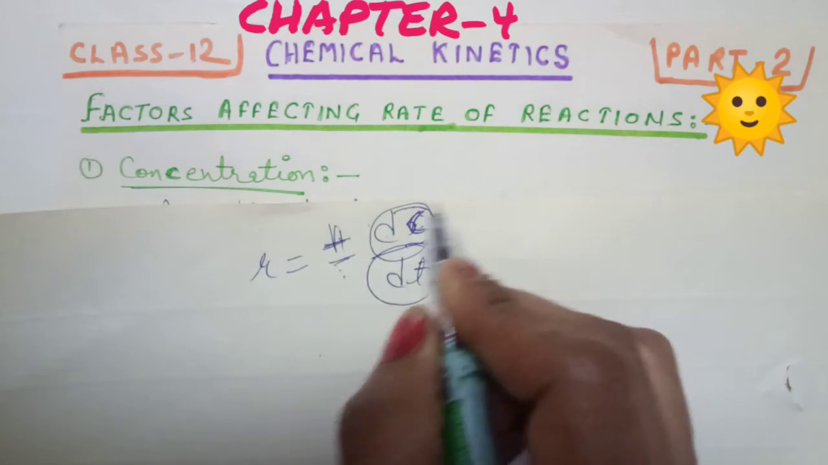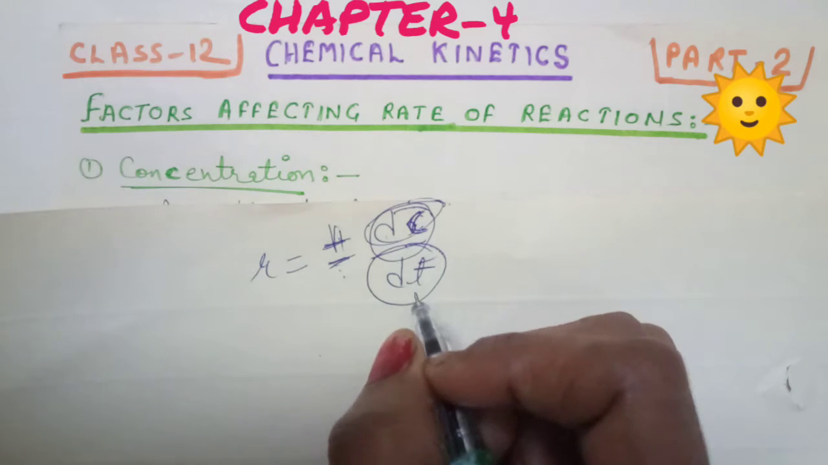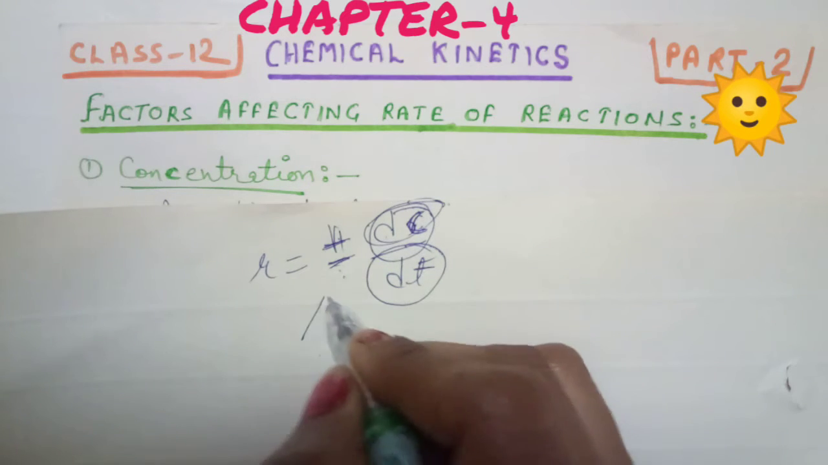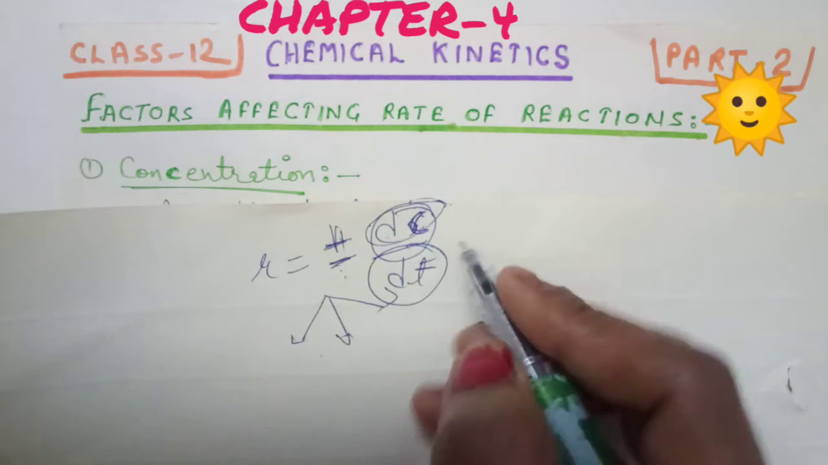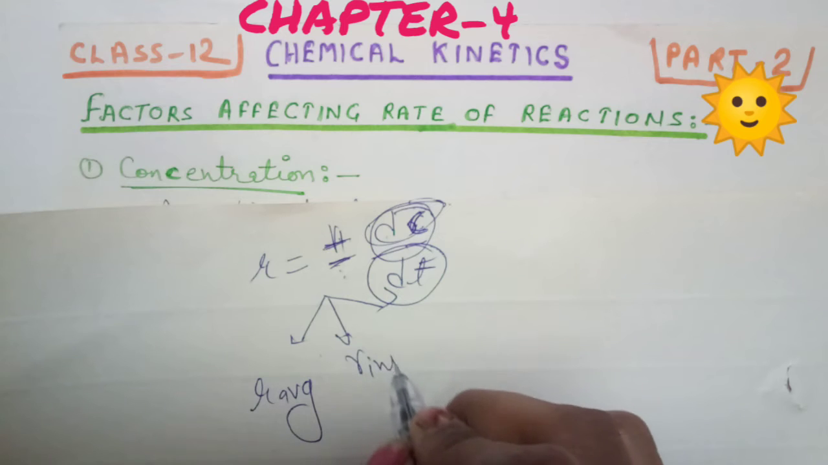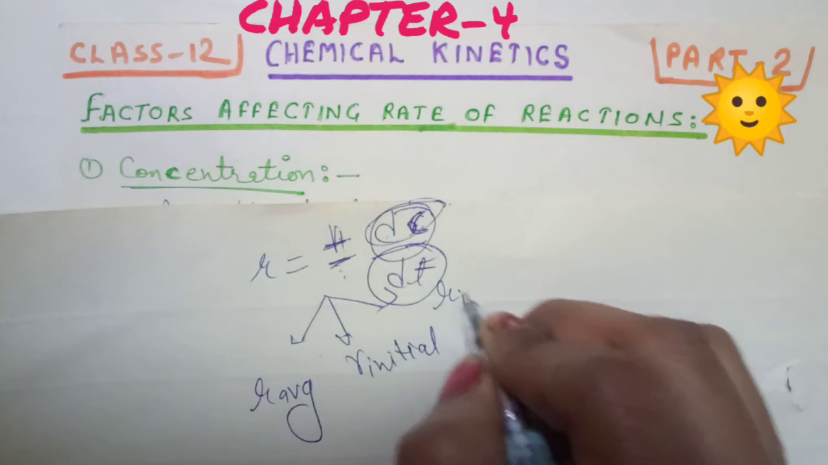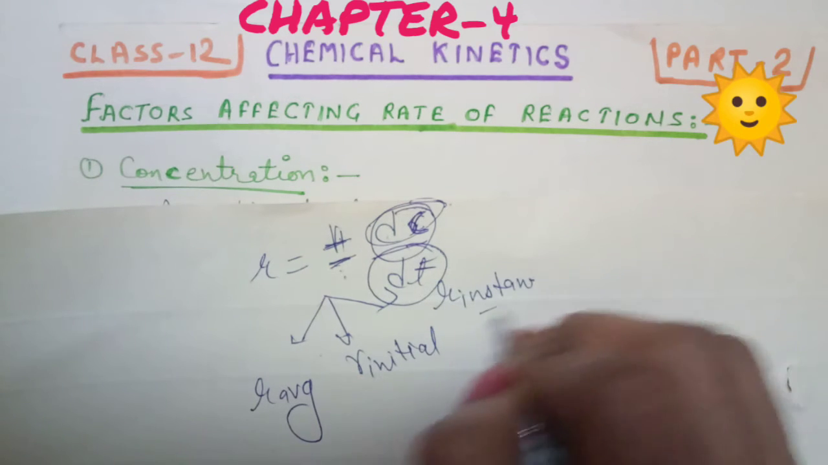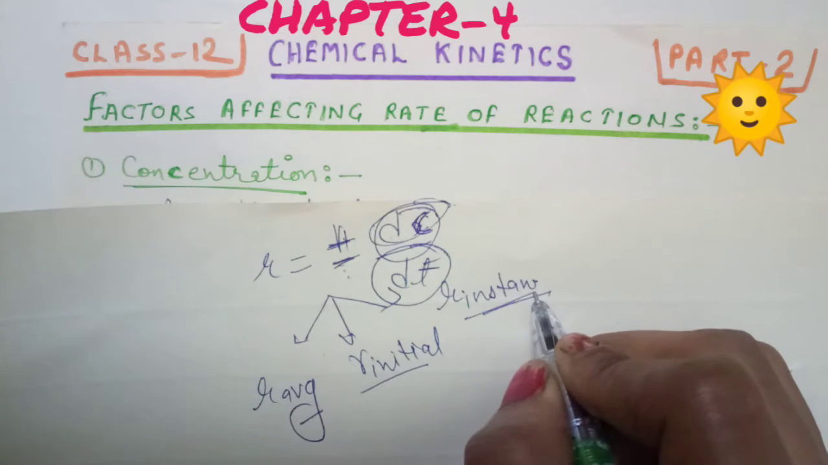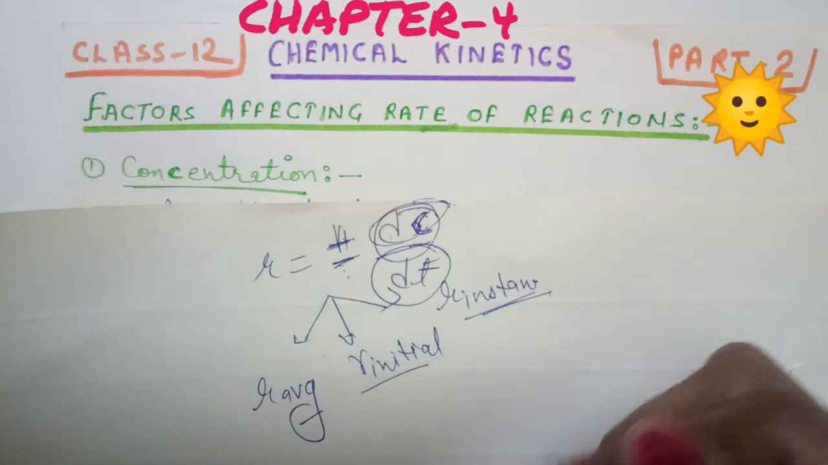Plus means increase in the concentration of the product, and minus means decrease in the concentration of the reactants. And the rate of reaction was expressed in three ways: R average, R initial meaning the initial rate of reaction, and R instantaneous meaning the instantaneous rate of reaction. This is R average, R initial and R instantaneous. And what was the relation between the stoichiometric coefficient and the rate of reaction?